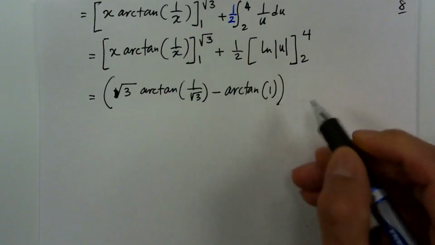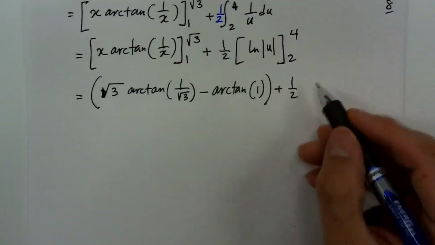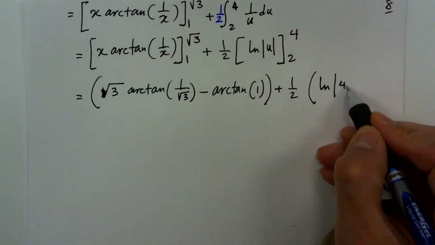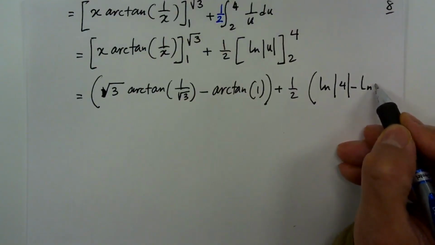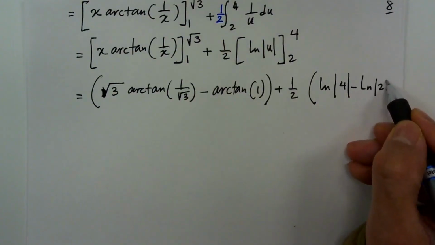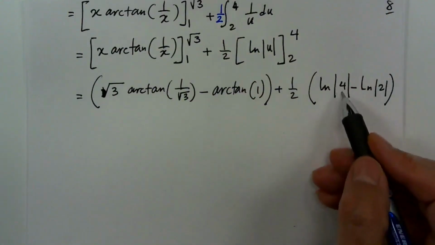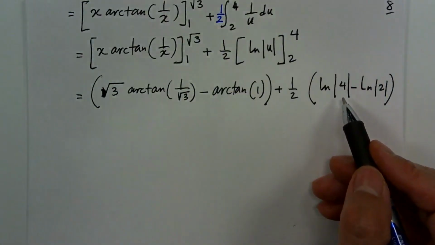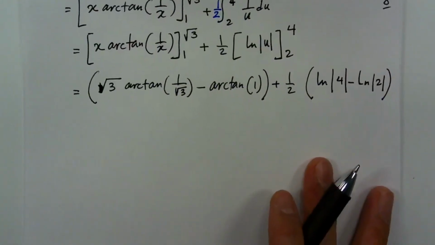And then plus 1/2, and then let's apply this. We have natural log of 4 minus natural log of 2. The absolute values are just in case they're negative, but we don't have to use them since we know 4 and 2 are positive values. Okay, but I'll remove the absolute values in a second.